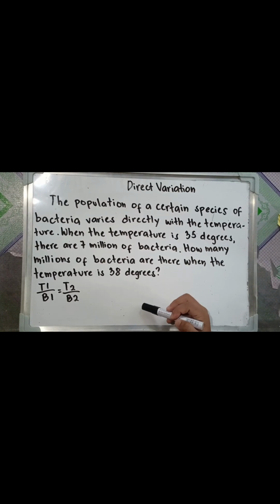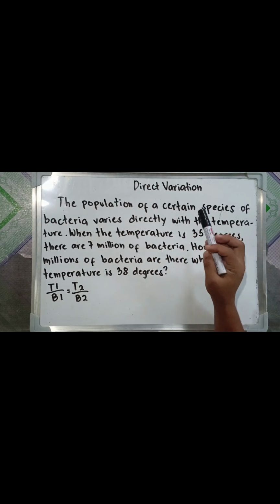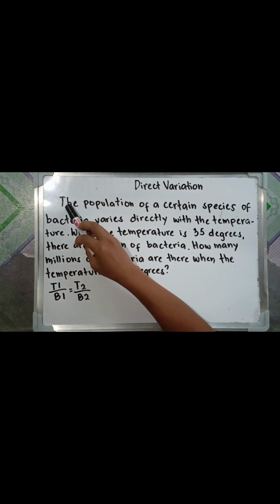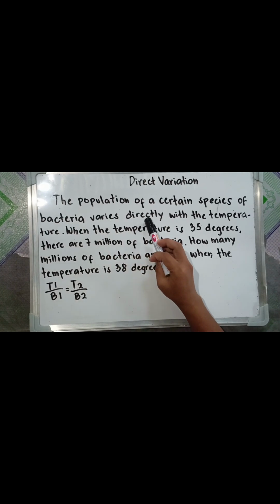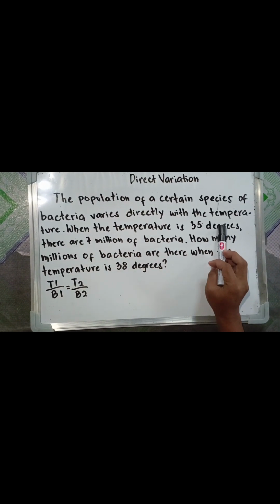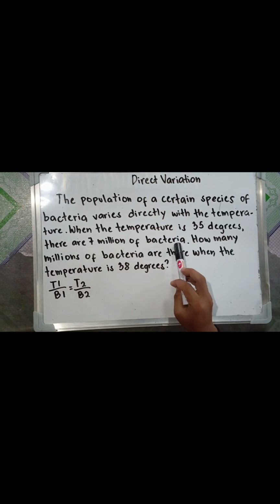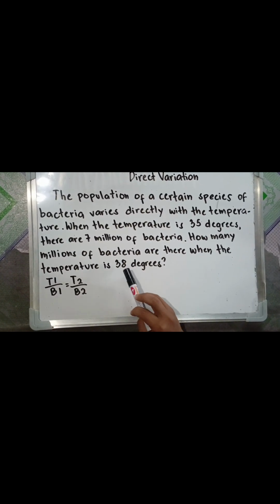For today's video, I'm gonna show you how to solve a problem involving rate variation. So this is the problem. The population of a certain species of bacteria varies directly with the temperature. When the temperature is 35 degrees, there are 7 million bacteria. How many millions of bacteria are there when the temperature is 38 degrees?